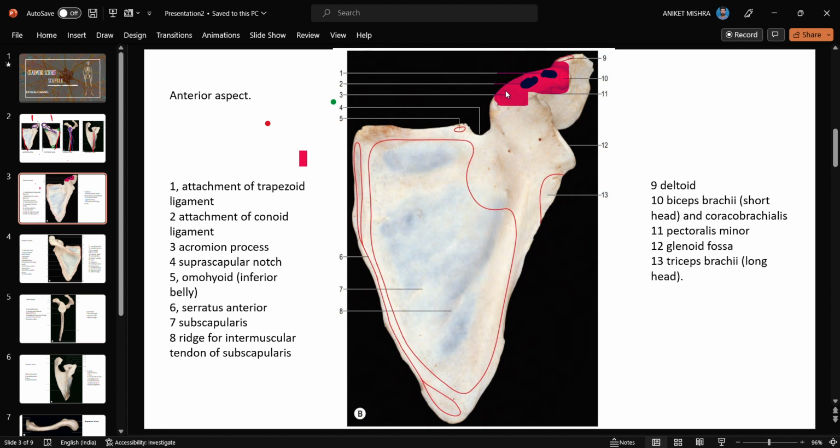The whole structure is known as the acromion process. Suprascapular notch. This is the notch. I will mark it with the green. This structure is known as the suprascapular notch. This is the origin of the muscles. Here the omohyoid muscle will originate, the inferior belly of the omohyoid muscle will originate from here.